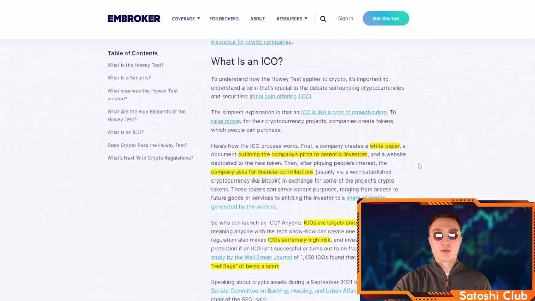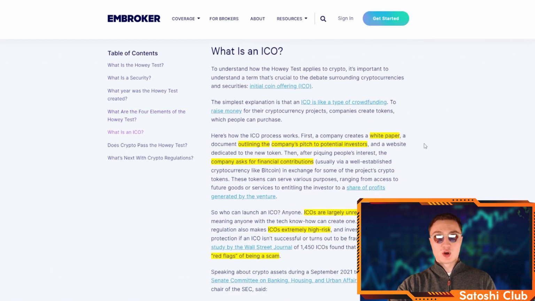Now, this is why we move into ICOs, right? And the ICO process is a very simple one. A company creates a white paper. It's a pitch deck basically outlining the company's pitch to potential investors. Then they raise money from investors who are interested in this, and they give them tokens or coins in return for these financial contributions.